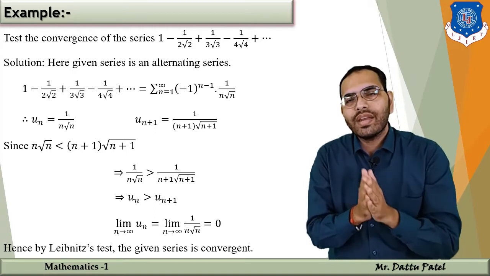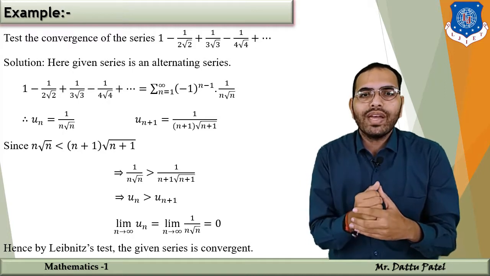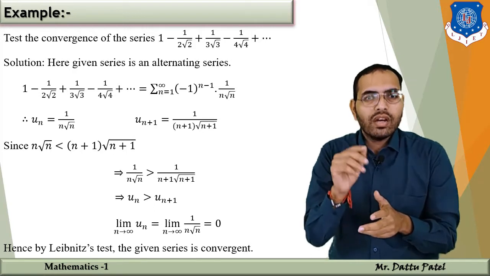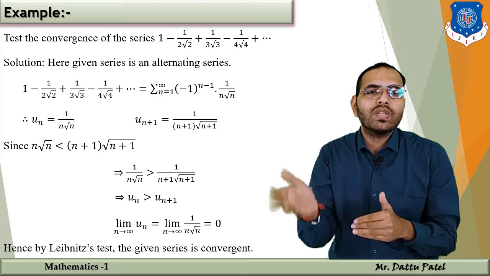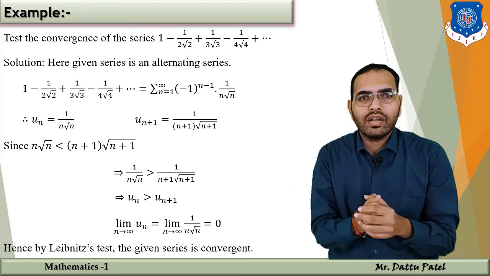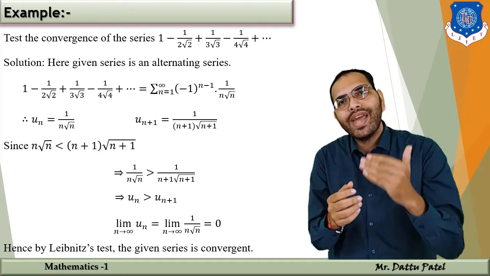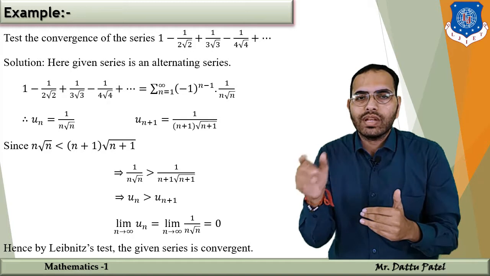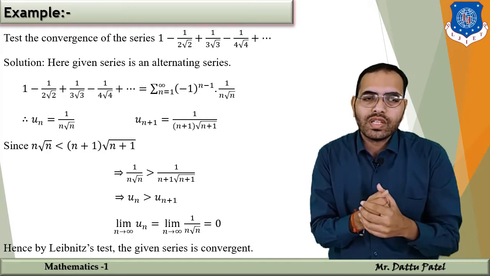Now substituting n as n plus 1, then u_(n+1) equals 1 upon (n plus 1) square root of (n plus 1). Here, with the help of inequality, n root n is less than (n plus 1) root (n plus 1). Applying the reciprocal of that term, 1 upon n root n is greater than 1 upon (n plus 1) square root of (n plus 1). Here u_n is greater than u_(n+1).